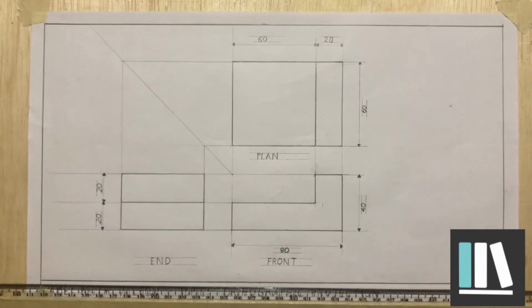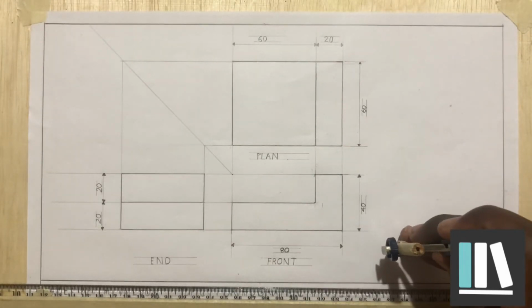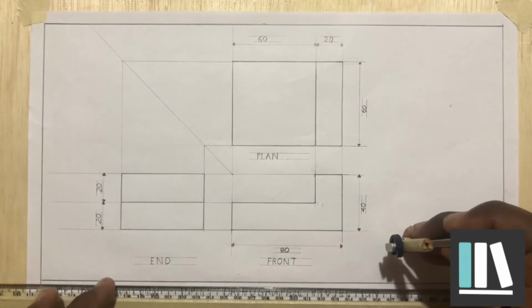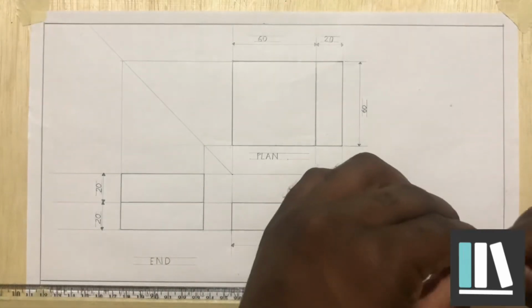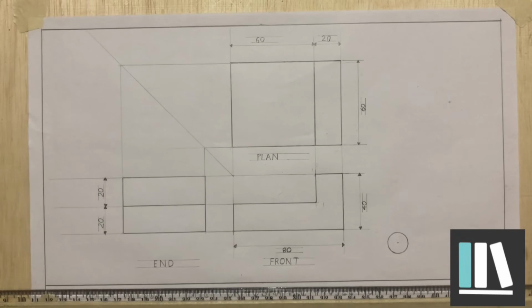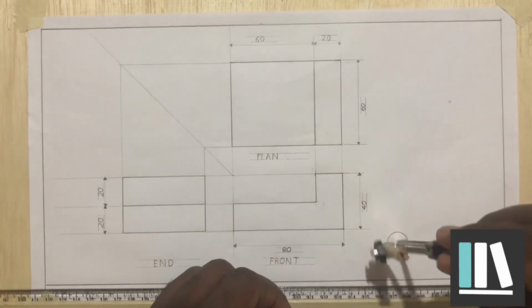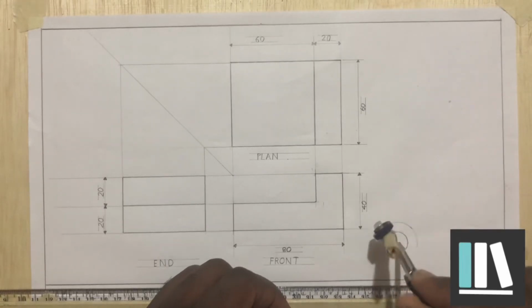Okay, so let's start. I'm firstly going to open my compass to a radius of 7 millimeters. That has already been done. And I'm going to draw a circle. So I have drawn the circle with a radius of 7 millimeters. I'm going to draw now another circle with a radius of 14 millimeters.